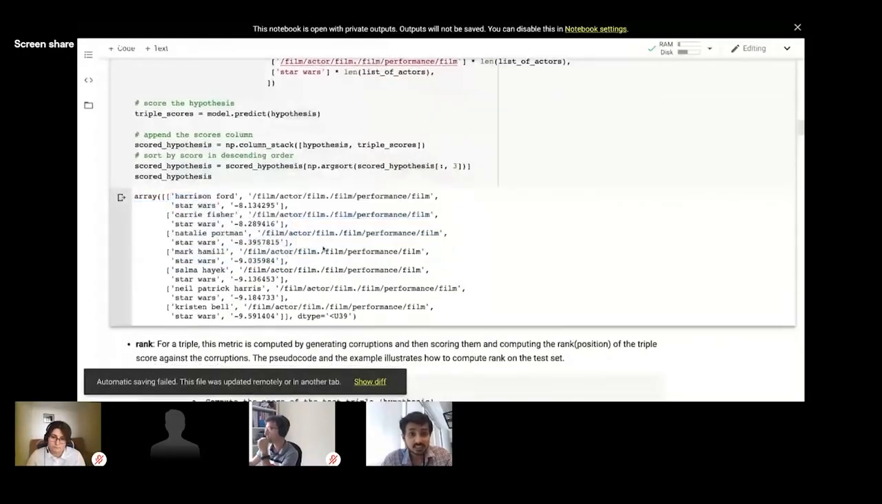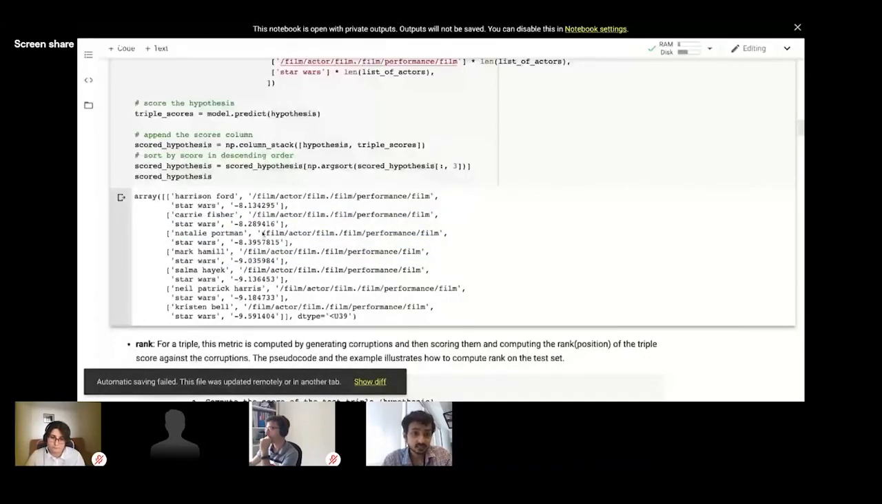So as you can see, this is one way in which you can use it. You can create your own set of hypotheses, score them, and then sort them. And from that, you can choose the top N triples to be true triples. So this is one way.